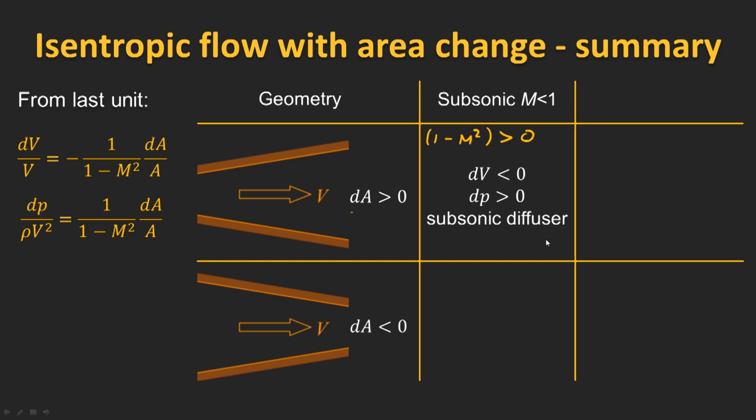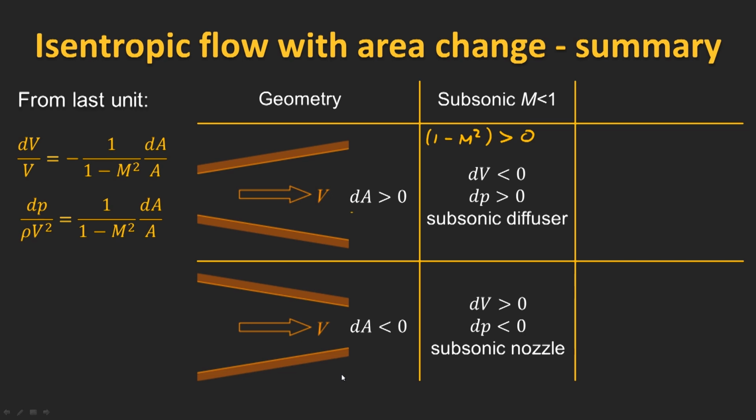Next, let's look at the case where we have a converging geometry. So dA has now changed signs, it's decreasing, so dA is negative. So we're going to have the opposite trends from what we observed here. So the velocity is going to increase and the pressure is going to decrease. So this converging geometry is a subsonic nozzle. This is accelerating the flow in exactly the same way as when you place your thumb over the end of a hose, you're able to accelerate that flow of water out of the hose.